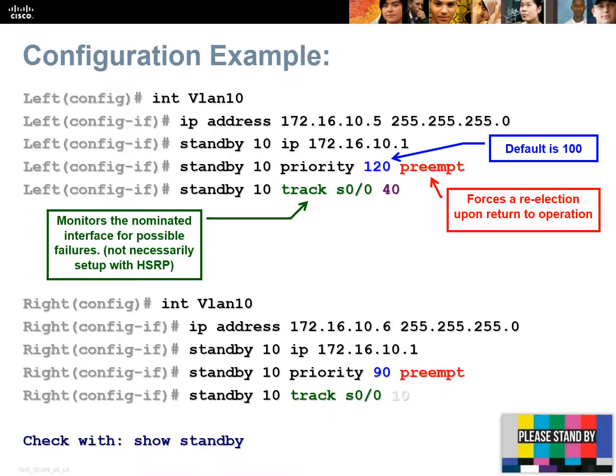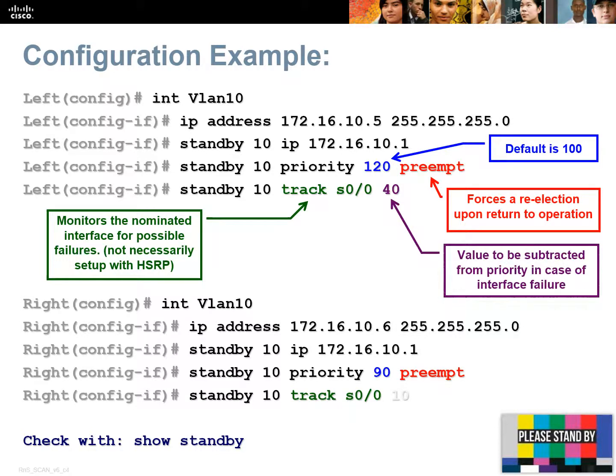Now the track, we don't talk much about tracking, but it's a very, very useful tool. So for example, in this example, we're tracking serial 0. So if our serial interface goes down, then we're not going to be able to see the internet anymore. So there's no point for me to be the default gateway. So what I'm going to do is, if my internet goes down, my serial interface goes down, I'm going to decrement my priority by 40. Therefore, my priority is now 80.